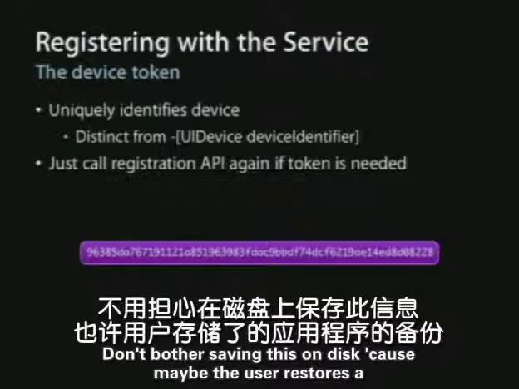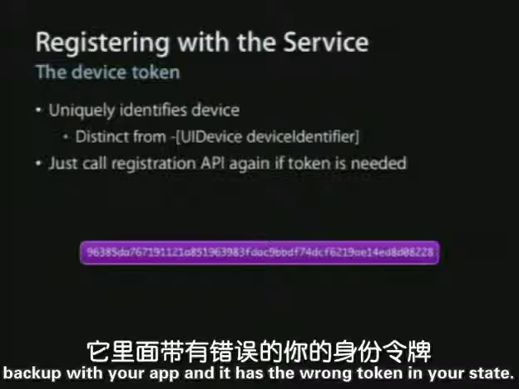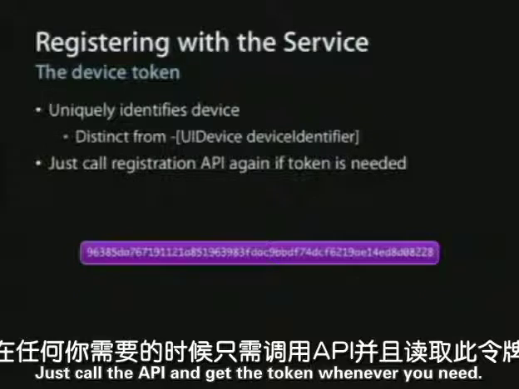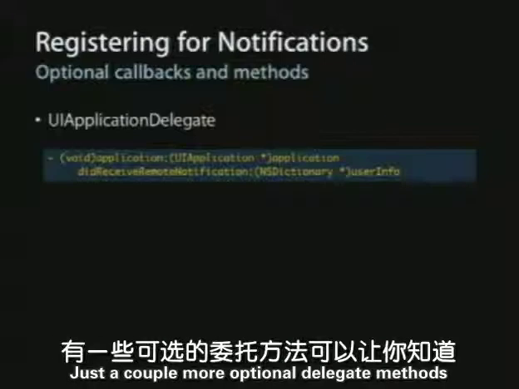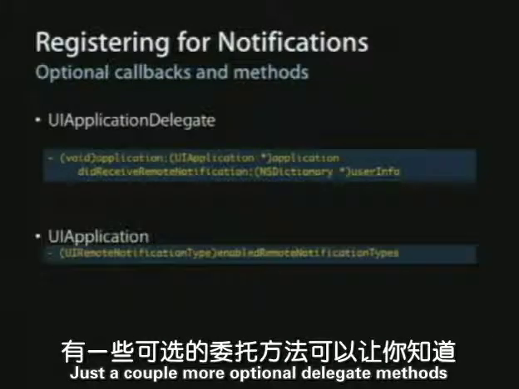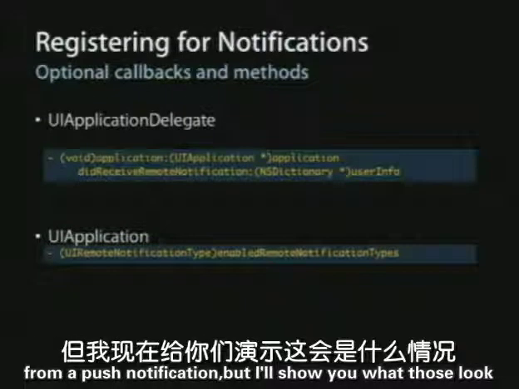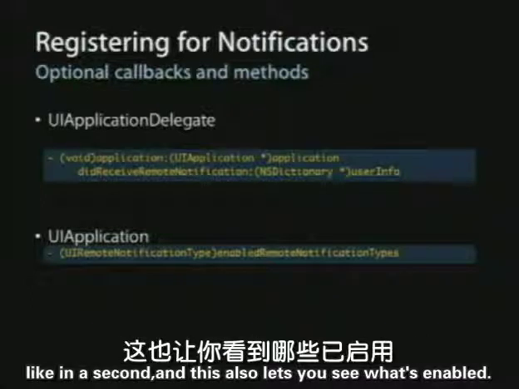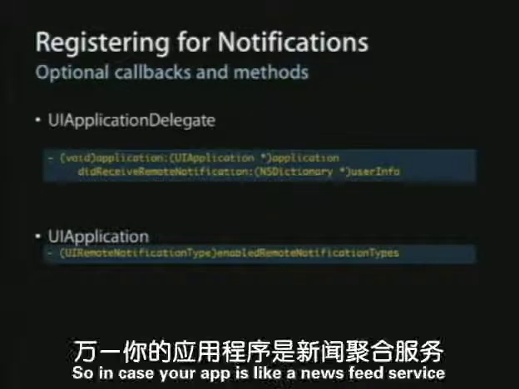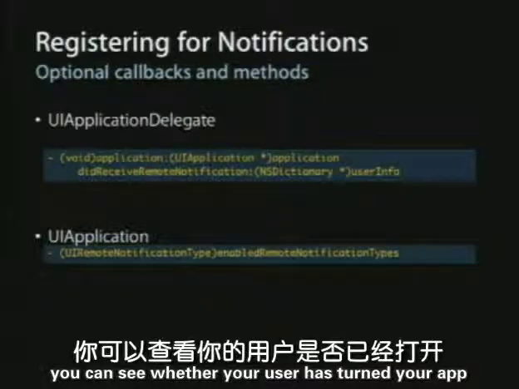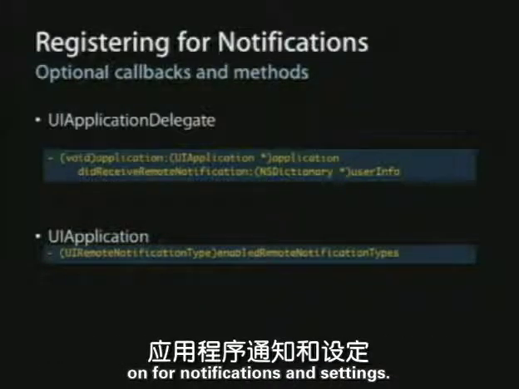Don't bother saving this on disk because maybe the user restores a backup with your app and it has the wrong token in your state. Just call the API and get the token whenever you need. There's a couple more optional delegate methods which let you know when your application was launched from a push notification, but I'll show you what those look like in a second. And this also lets you see what's enabled. So in case your app is like a newsfeed service, you can see whether the user's turned your app on for notifications and settings.